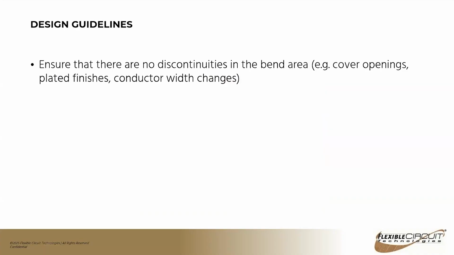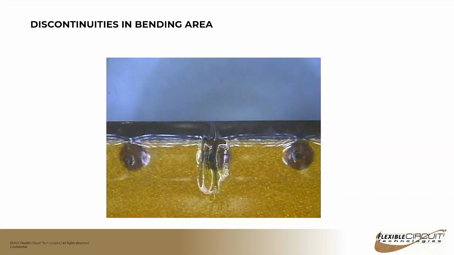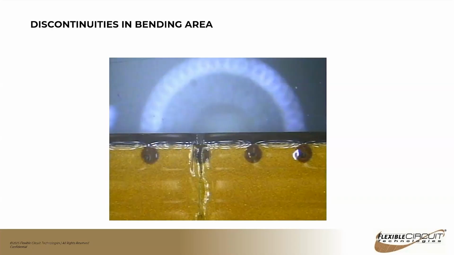Ensure that there are no discontinuities in the bend area: coverlay openings, plated finishes, conductor width changes. So in this example here, we have a flexible circuit with via stitching along the edge. After a few bend cycles, you can see where we're actually beginning to compromise a via, and the dielectric above it is actually starting to tear. A few additional cycles after that, and you can see where we're compromising that polyimide pretty badly.